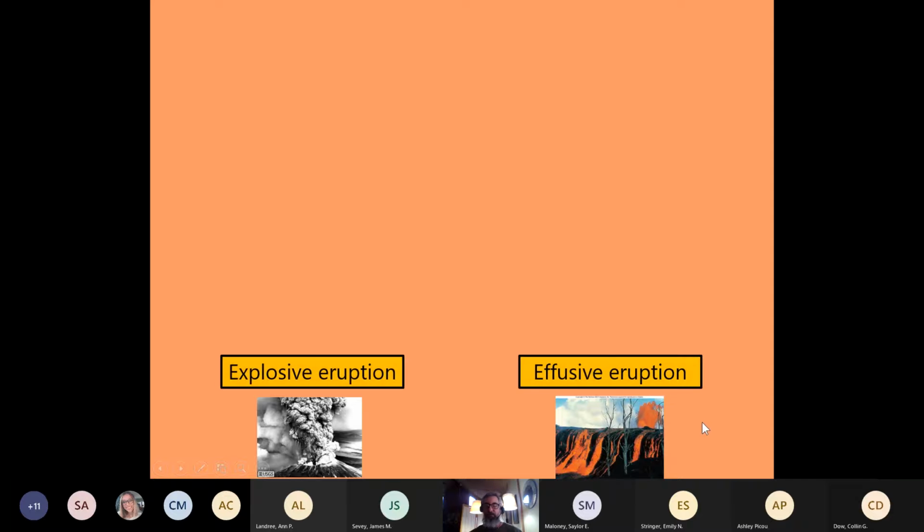So I've got the pictures of the two here. On the left, we've got an explosive eruption photo, and on the right, we've got an effusive eruption. So what we want to be able to do is predict whether an upcoming eruption is going to be explosive or effusive. In other words, what determines whether a volcano will erupt this way or in that style? And it turns out there are several different things that affect a volcano's eruptive behavior.